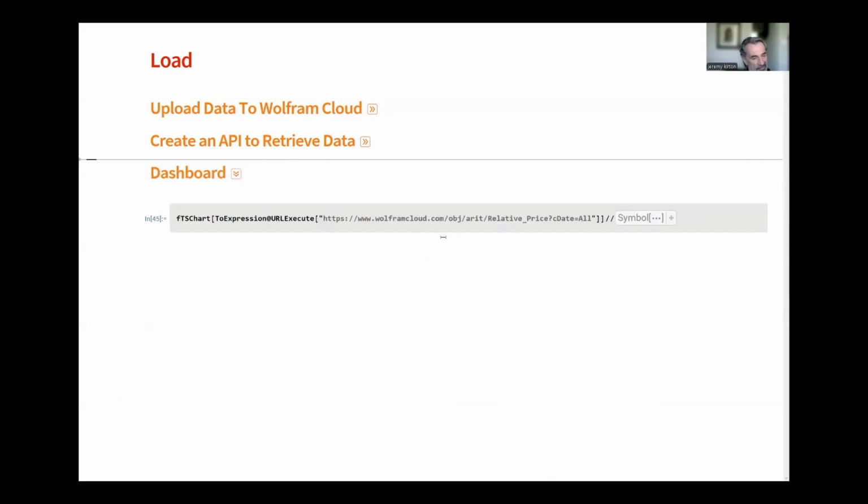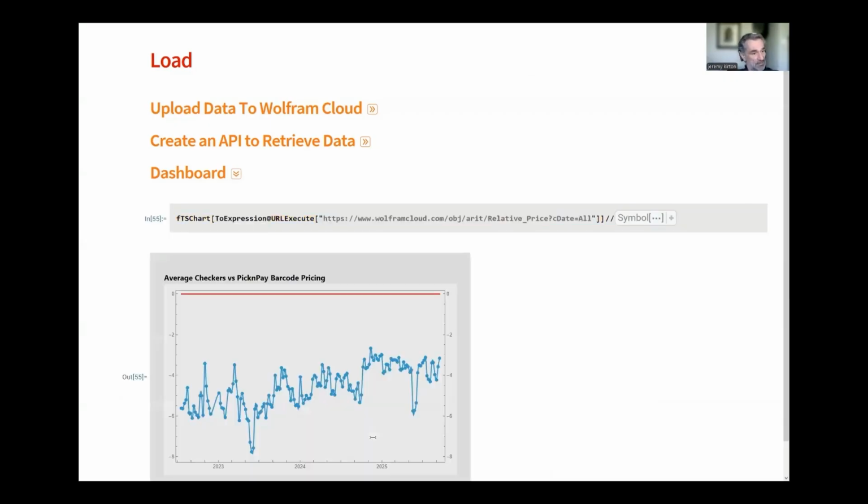Finally, let's have a look at a dashboard that would sit on a user's desk, and they would click a button, go look into the dashboard. Here's a very simple example. I'm going to chart all that time series data, and I'm going to use the API in the Wolfram Cloud to pull the data from the Wolfram Cloud and then put it in a chart. One line of code again to do that.